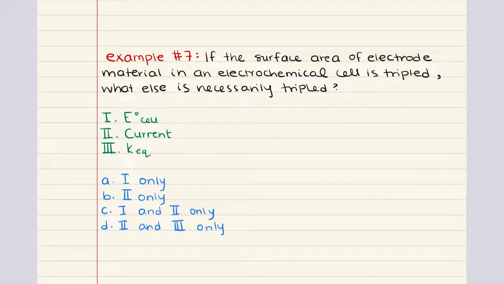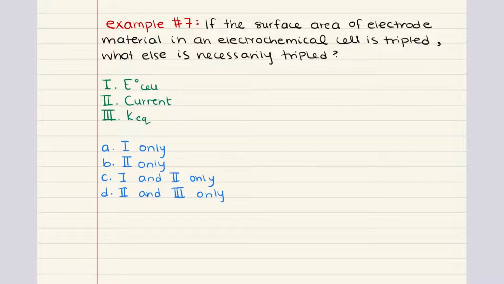Let's tackle problem 7. Problem 7 says if the surface area of an electrode material in an electrochemical cell is tripled, what else is necessarily tripled? Statement 1 says our standard cell potential, statement 2 says current, and statement 3 says our equilibrium constant. Let's go over each of these one by one and see what is going to change when our surface area is tripled. Standard cell potential.